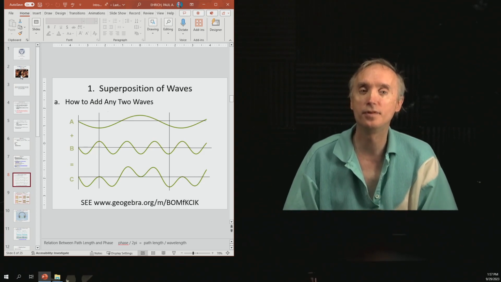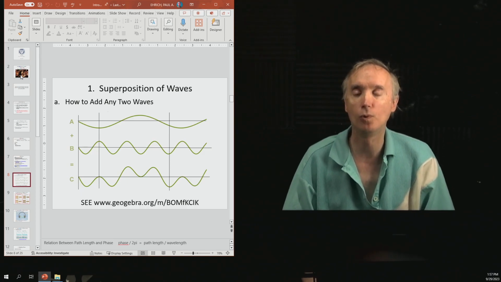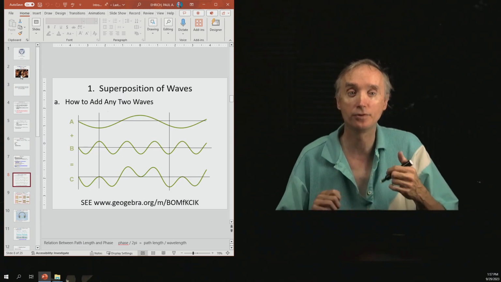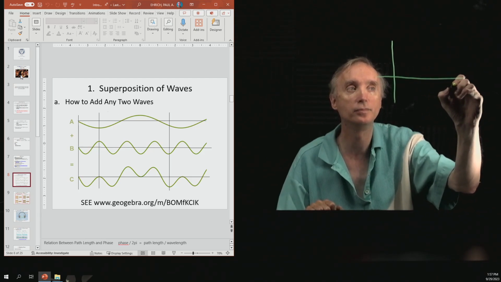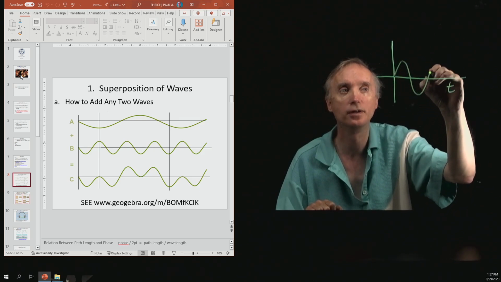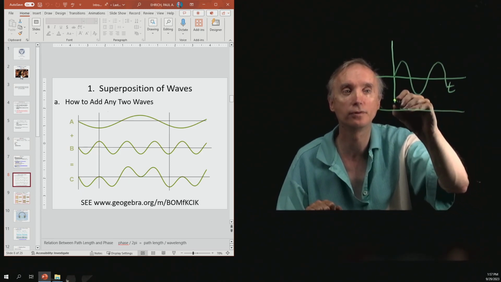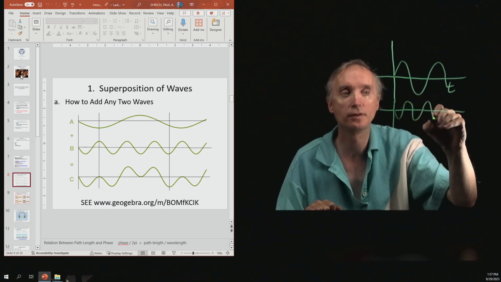All right, this shows how to add waves together if you have a ruler. So you have wave A and wave B, and you're going to add them together by adding their amplitudes together at different times. This is time going sideways, and then you're going to have wave A, but let's say it's doing that, and then underneath it you're going to have wave B, which, for the sake of argument, is doing something like this.